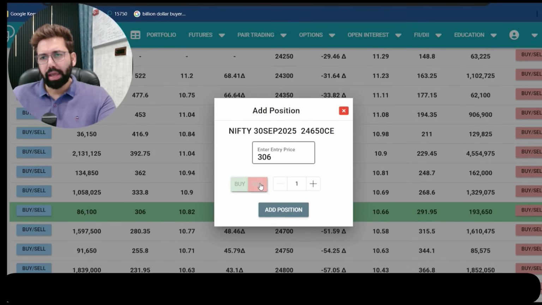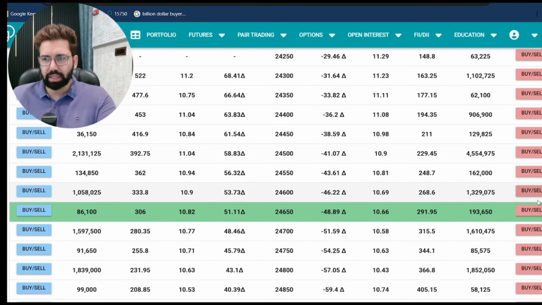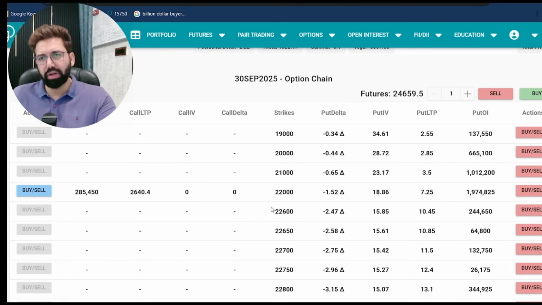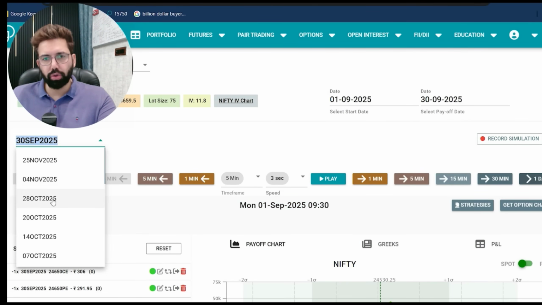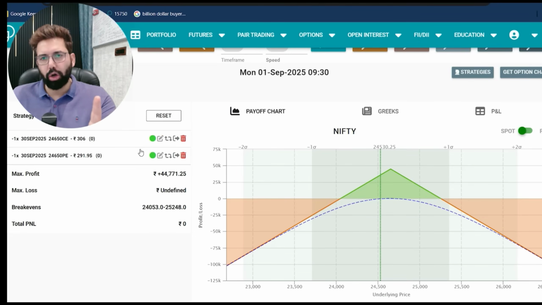Here we are selling at the money. Market is currently 24,650, so we sell the call and we sell the put. And then we go to the next series, which happened to be October. So we go to the next series and then we buy the strike. Let's just scroll it, and now we are here. Same time, same quantity. That's how we do the calendar.